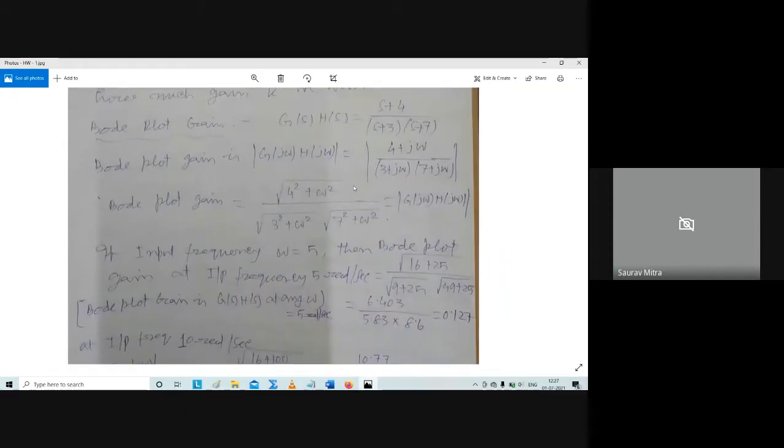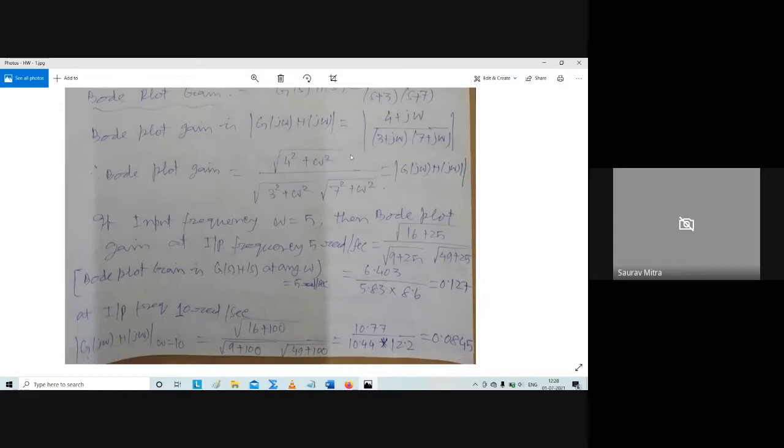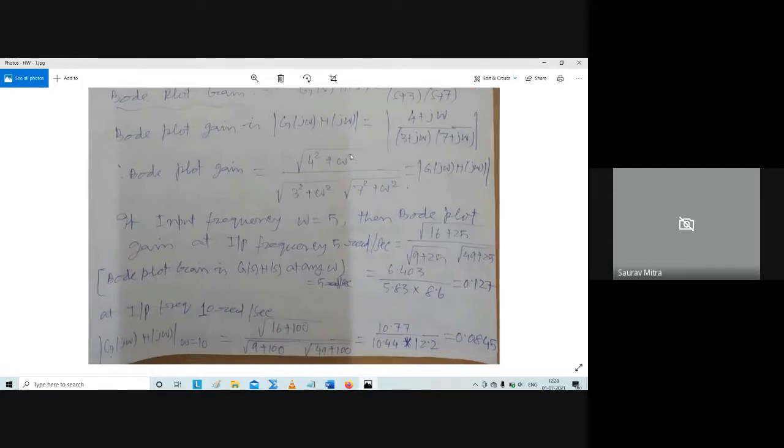But in the case of the Bode plot, this G(s)H(s) is not in our control. G(s)H(s) is already given. What is in our control is the frequency. So by changing the frequency, we can change the gain of the Bode plot. That is the biggest difference between the Bode plot and root locus. In root locus, the gain is not frequency dependent, but in the Bode plot, the gain is very much frequency dependent.